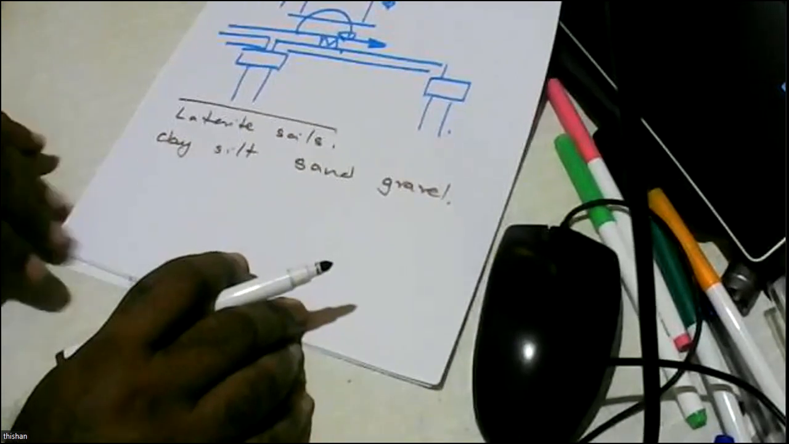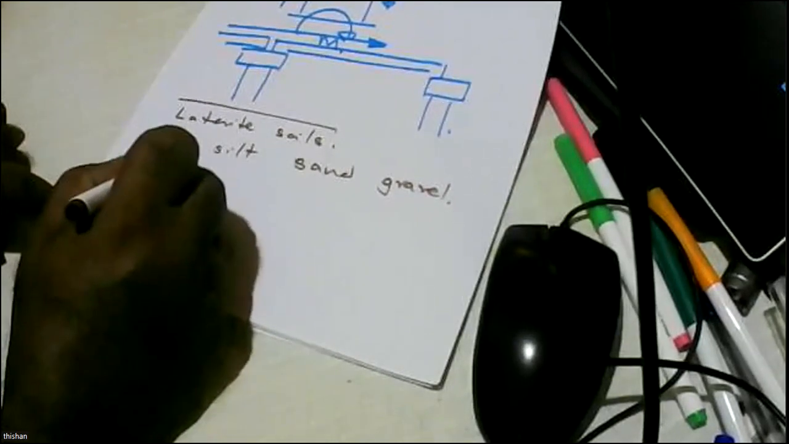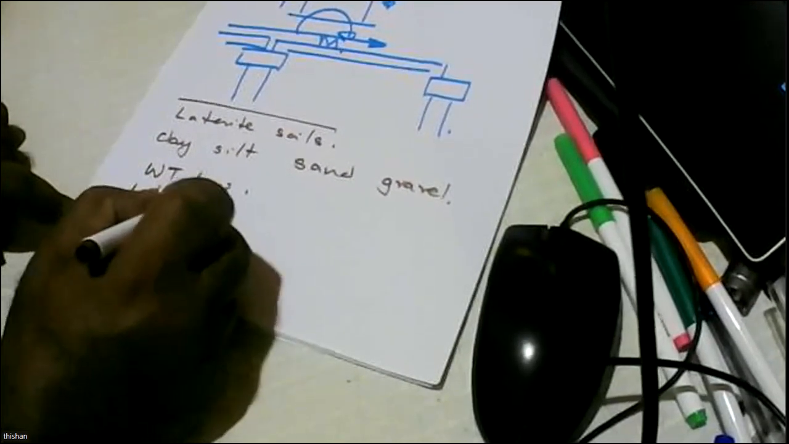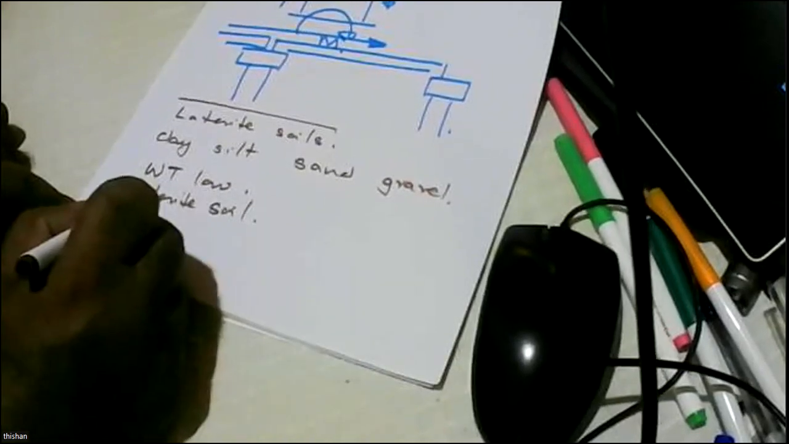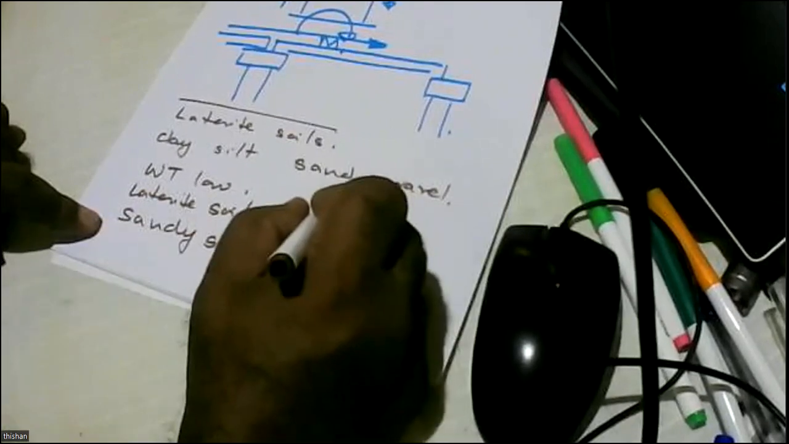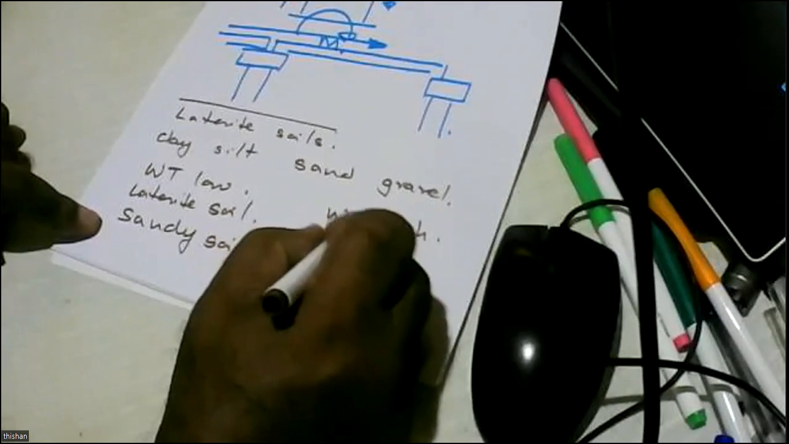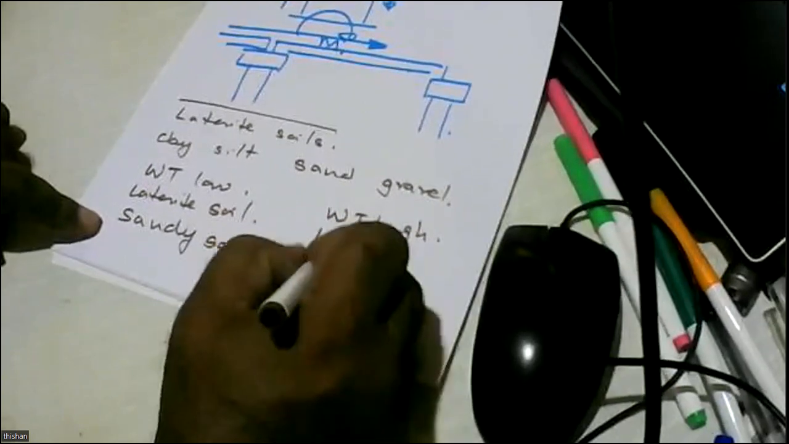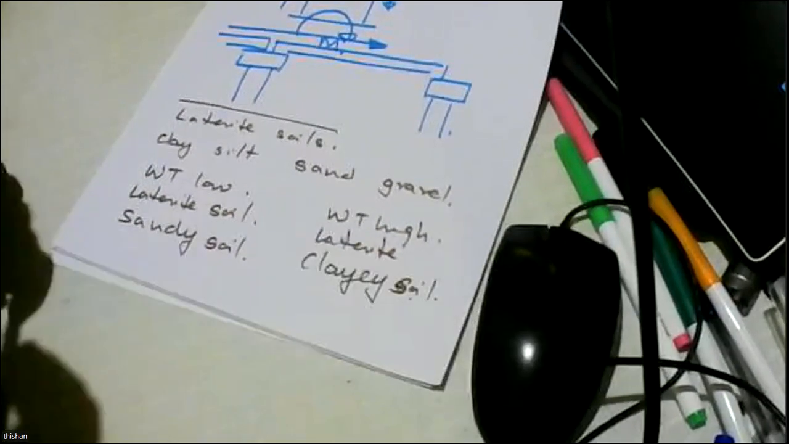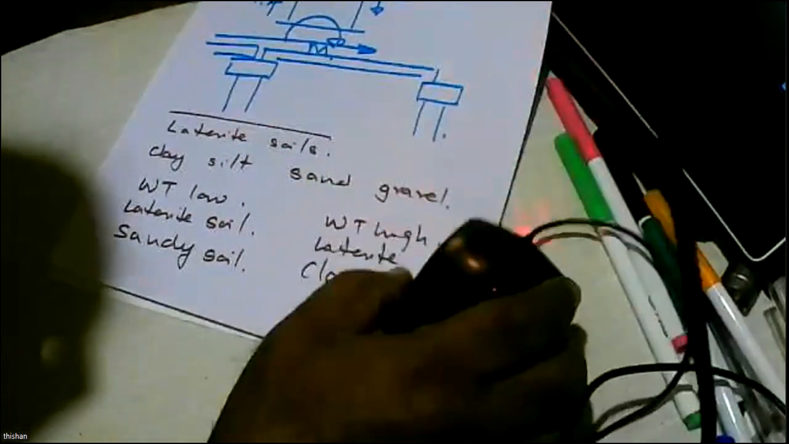Right. So when the water table is low, laterite soil behaves more like a sandy soil. And when the water table is high, it behaves more like a clay soil. Right. Now I'm going to show you two different situations that can arise.